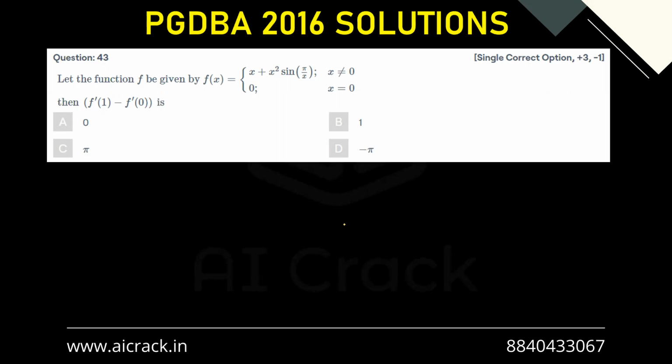Hi everyone, let's solve question number 43. Let the function f be given by f(x) = x + x² sin(π/x), and the other part is 0 for x = 0. Okay, we have to find out the value of f'(1) − f'(0).